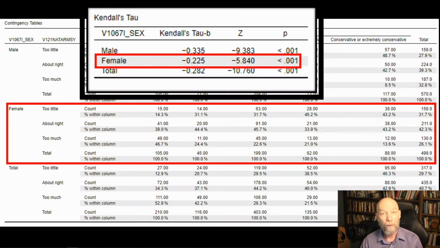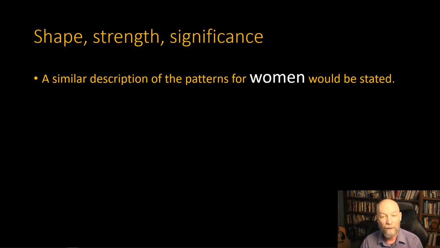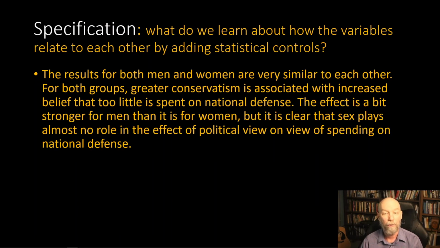Now, women, we could do the same thing. I'm not going to take the time, but we could do a similar description of the patterns for women, and we would find, as you've seen, the same pattern. It's a weak, significant relationship where as women are more conservative, they're more likely to say too little is spent on national defense, and I would give statistical numbers to support those claims.